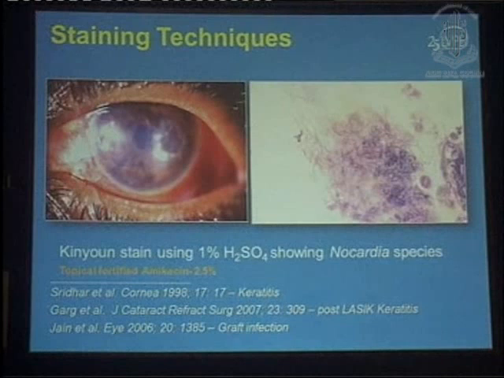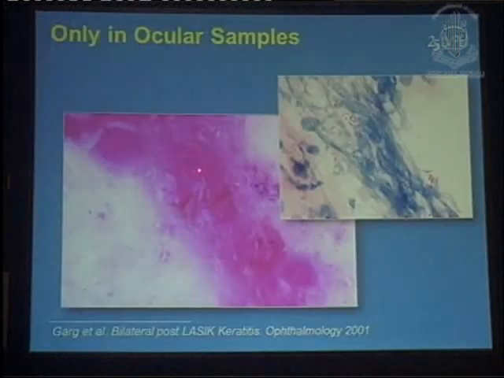Similarly, we have been able to find the presence of unstained filaments, unstained bacilli, and here very partially stained bacilli in a gram stain, and that gave us an idea that there could be mycobacteria.